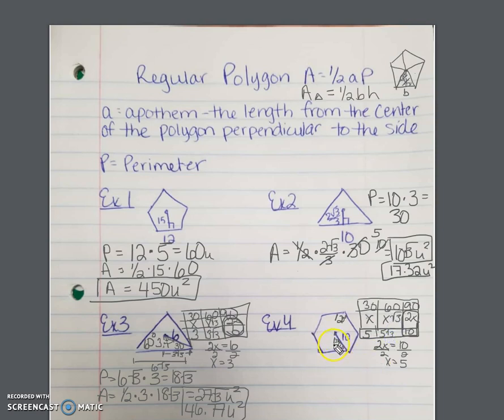This time my apothem is across the 60. So my apothem is the 5 square root of 3 piece. And the 30 is 5. So that piece of my side is 5. That means the entire length is 10.